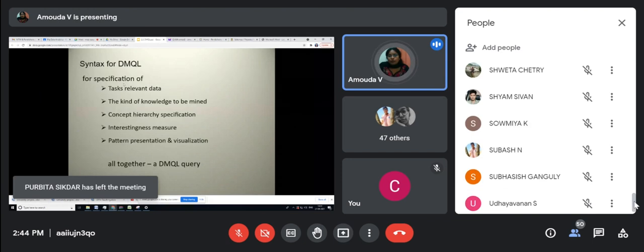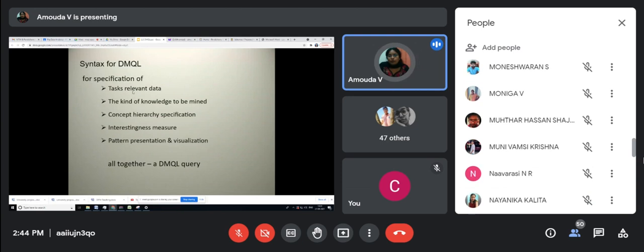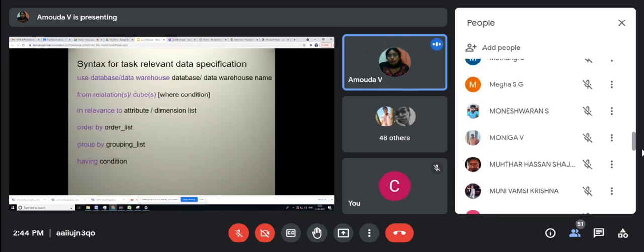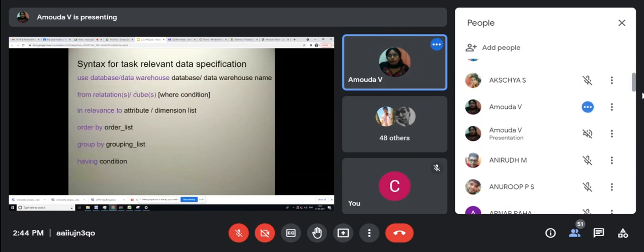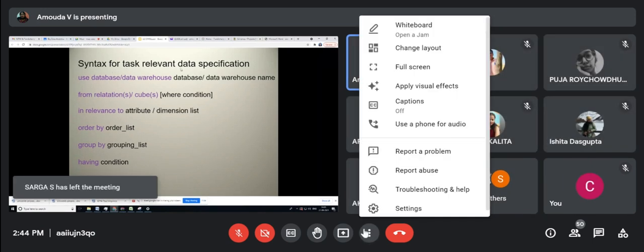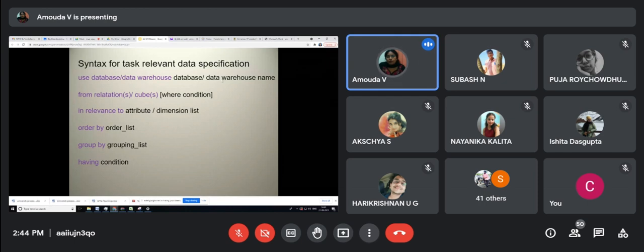See, this is only for task relevant data. Only to write a query for task relevant data, you need to have these things. The syntax we are going to use for task relevant data: data relevant to the study. Then you need to have these things. It's all optional. Either you can say use database, and this is the standard form of the syntax. It needs to be there. Here you have to specify the name. Do you understand?